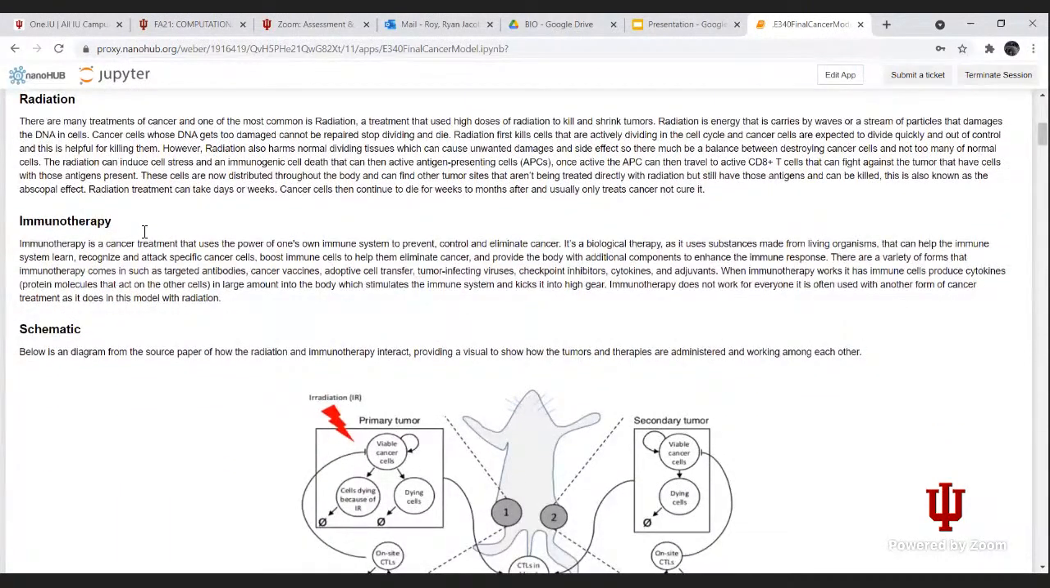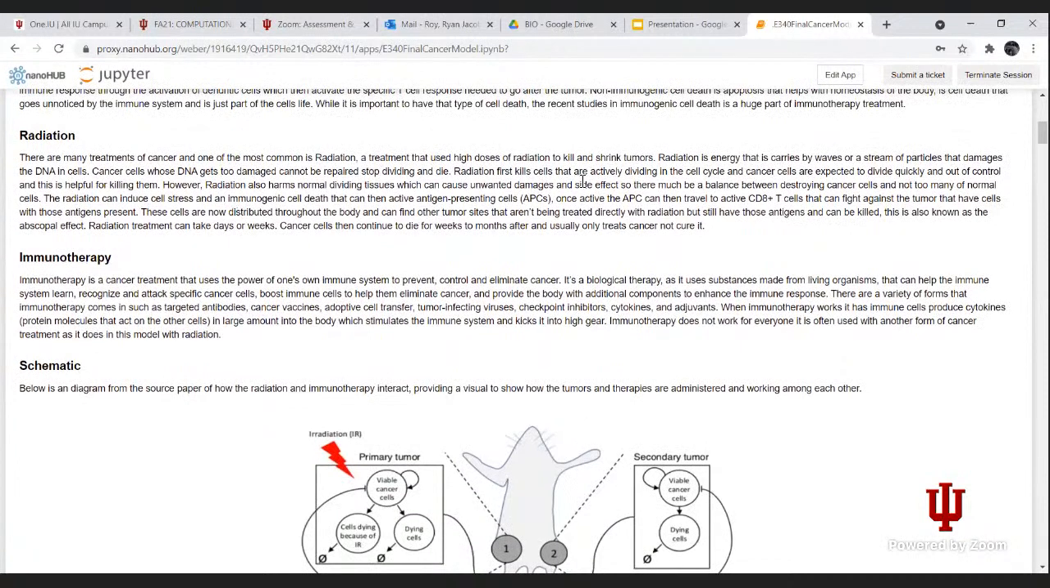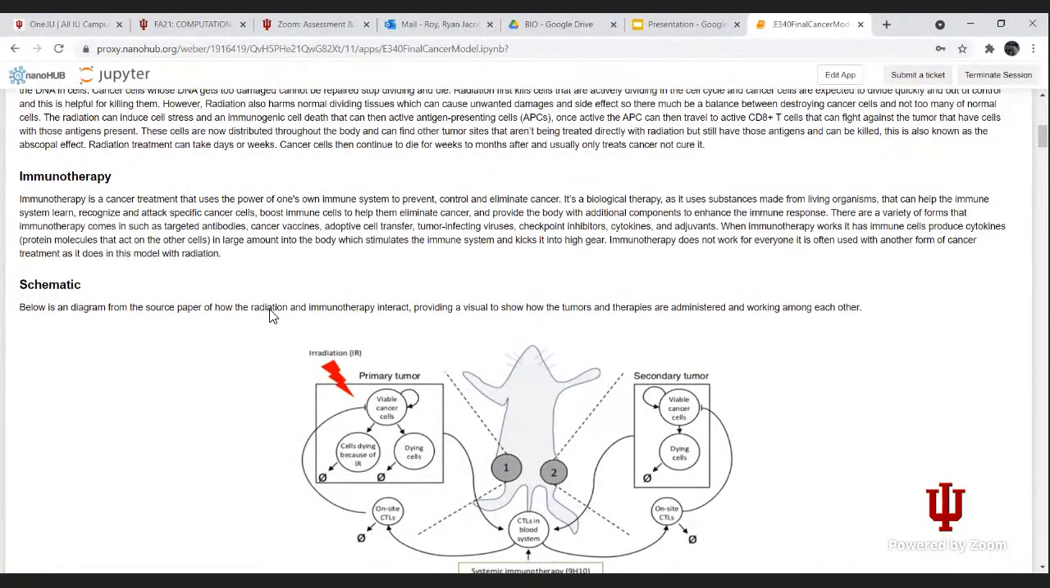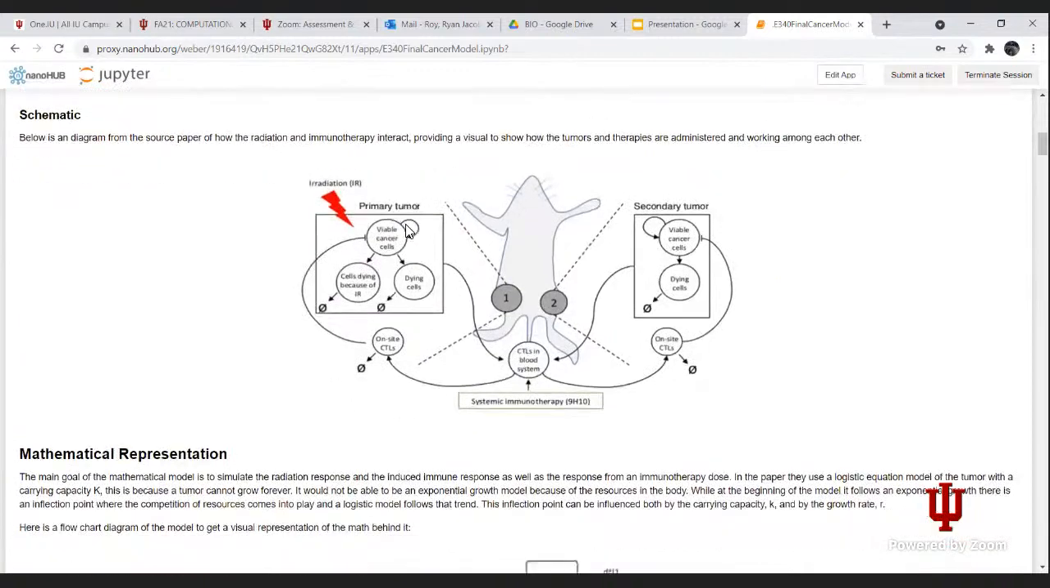Then they talk very briefly about radiation and immunotherapy in general. Radiation is basically focusing energy that is carried by waves, and its purpose is to disrupt the information in the DNA, which makes the cells stop reproducing. And in immunotherapy, you are supplementing your own immune system and helping it do a better job.